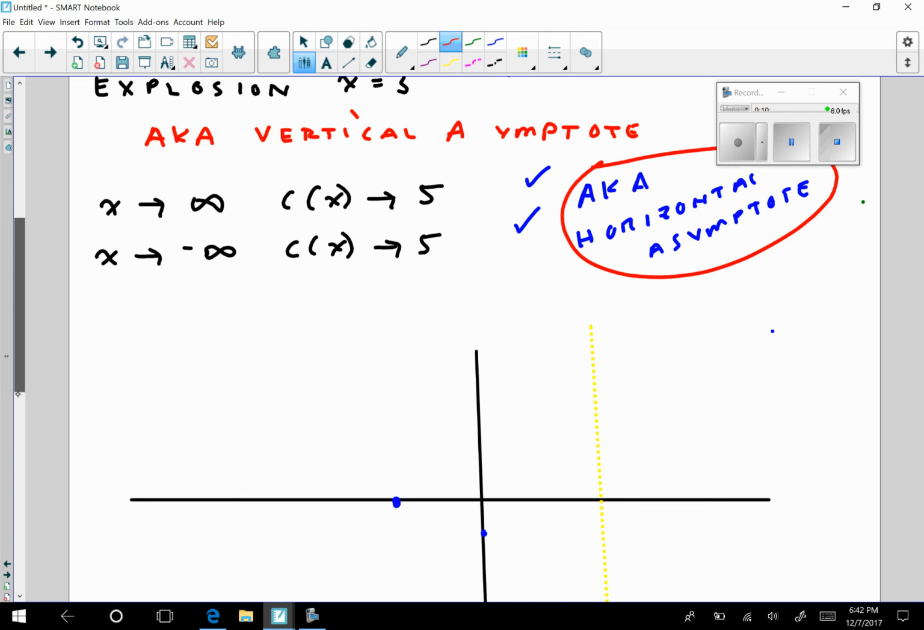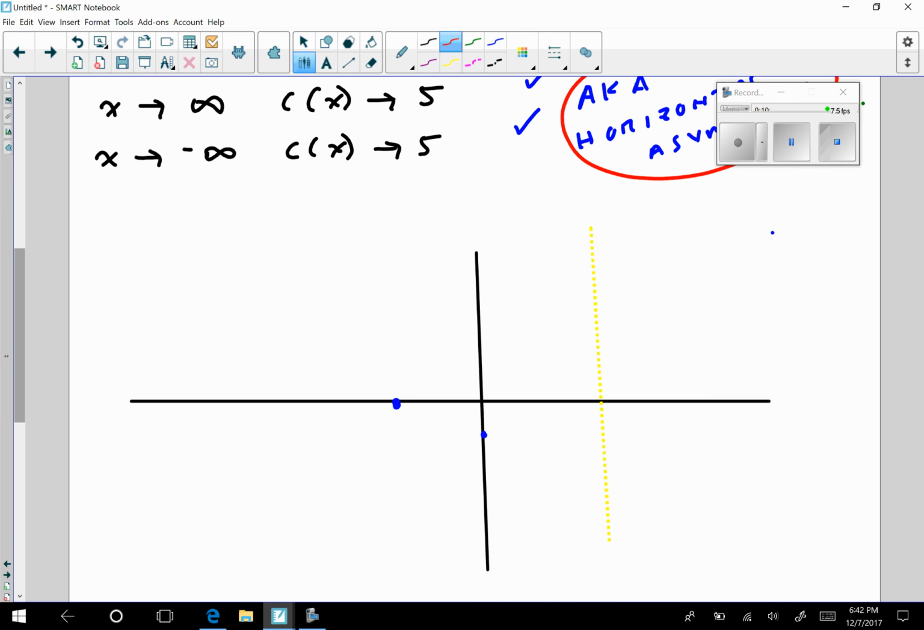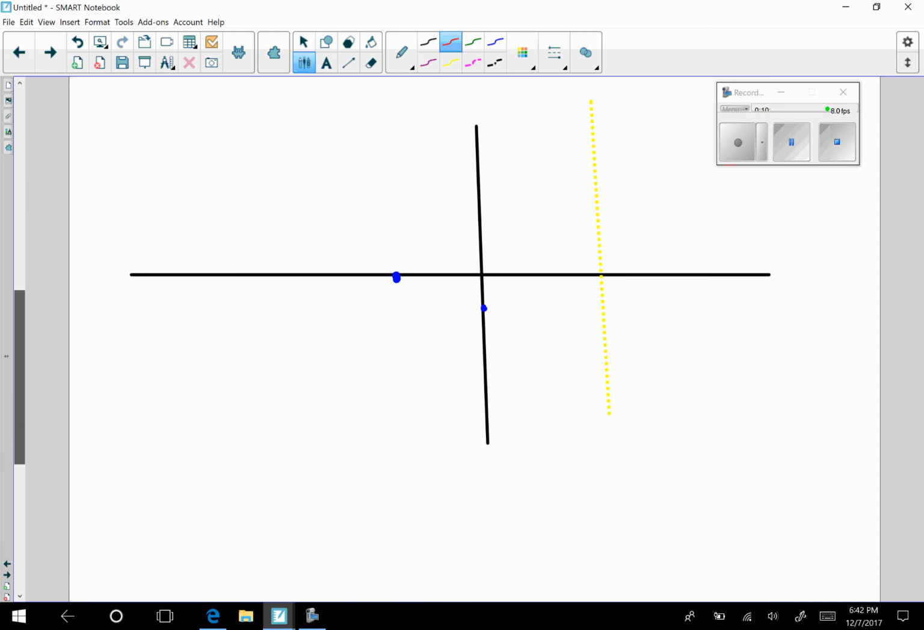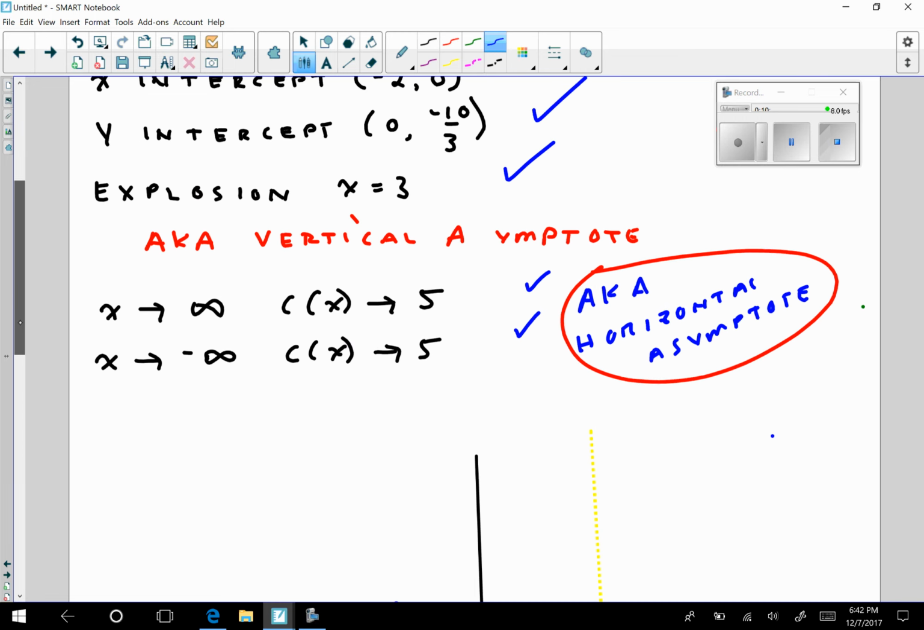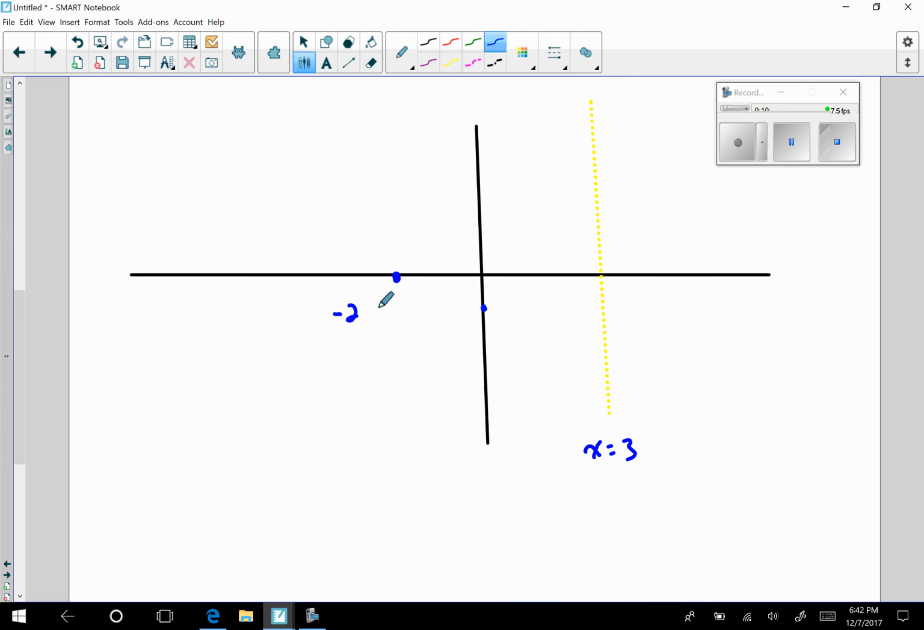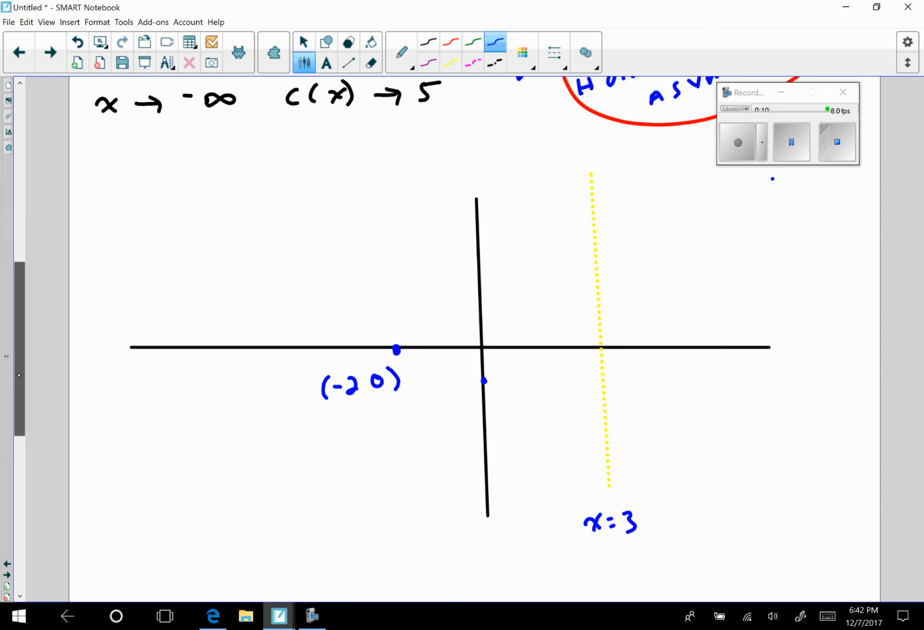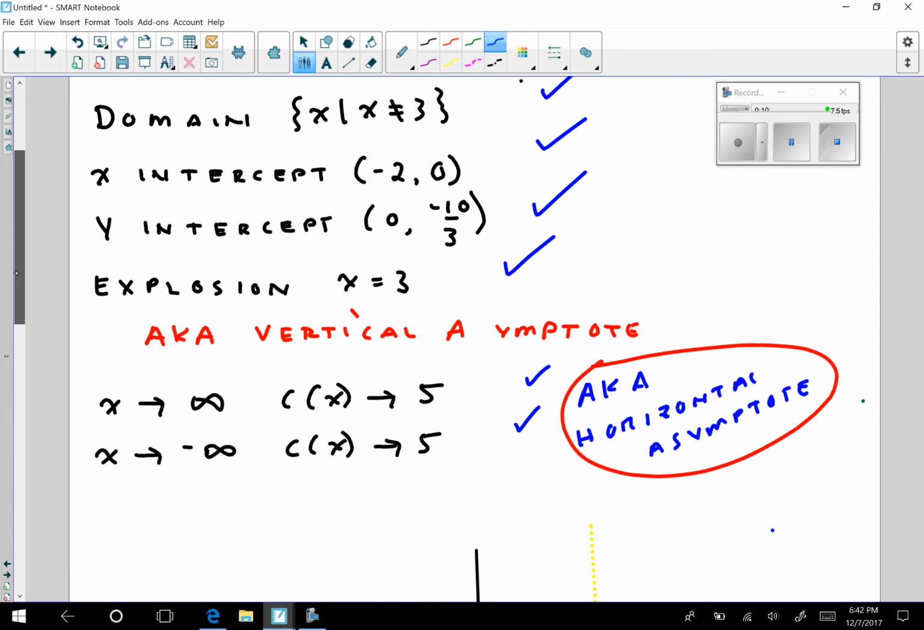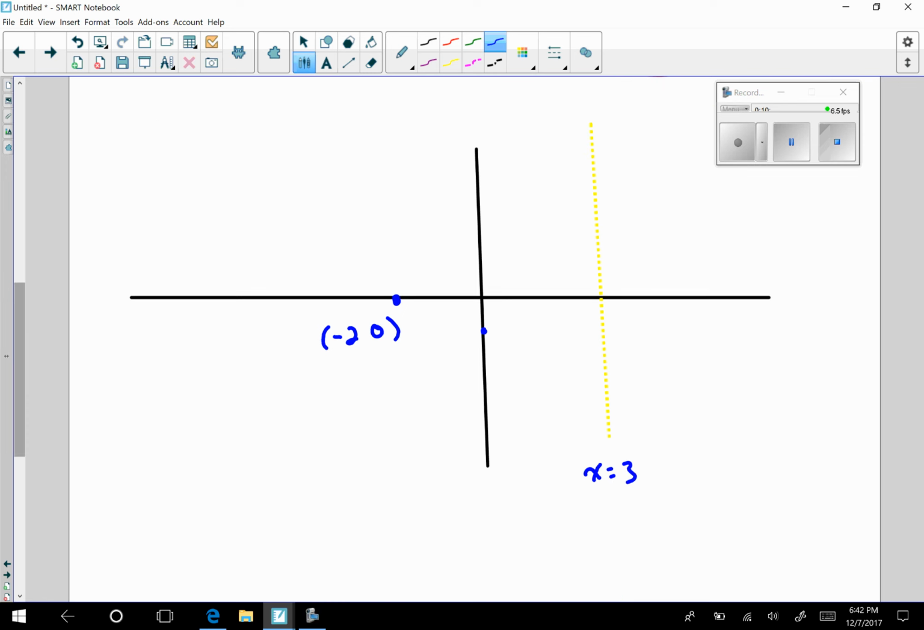So, plotting the important aspects of this graph. I have my explosion at x equals 3. Let's label that at x equals 3. I have my one and only x-intercept. My one and only x-intercept is negative 2, 0. My one and only y-intercept, any graph will at most have one y-intercept, is 0, negative 10 thirds. Let's label that.